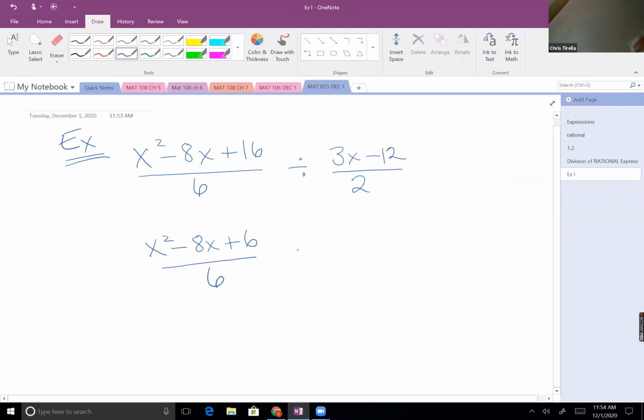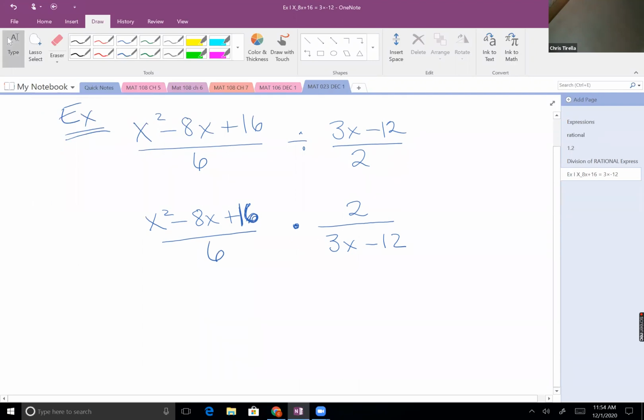We change the division into multiplication, pardon me. And then we take the reciprocal of the second fraction, or we flip it. Make sure you copy it right when you do that. That 6 should be a 16. Sorry, folks. Now, in order to multiply, we have to factor everything completely.